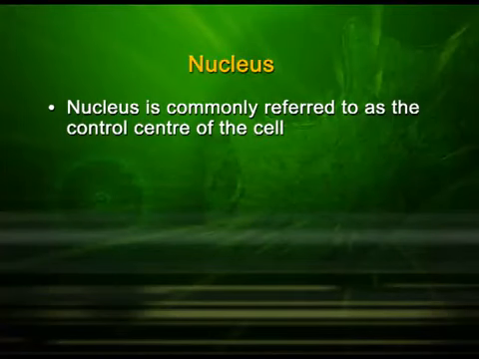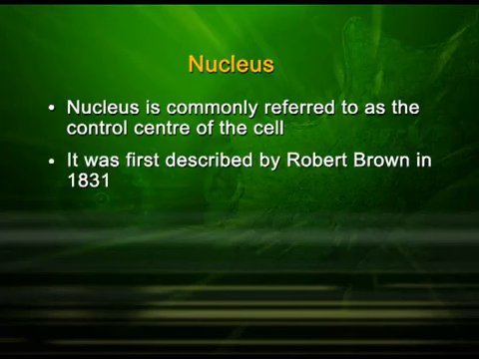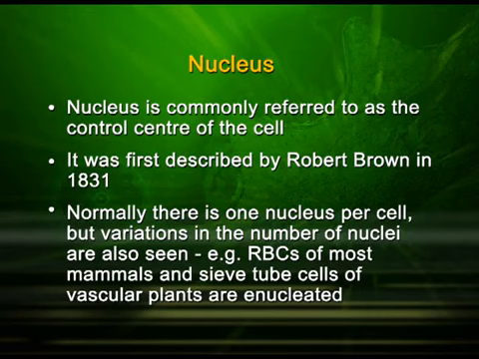Finally, the nucleus. The nucleus is commonly referred to as the control center of the cell. It was first described by Robert Brown in 1831. Normally, there is one nucleus per cell, but variations in the number of nuclei are also seen. Example, in most mammalian RBCs and in sieve tube cells of vascular plants, there is no nucleus.